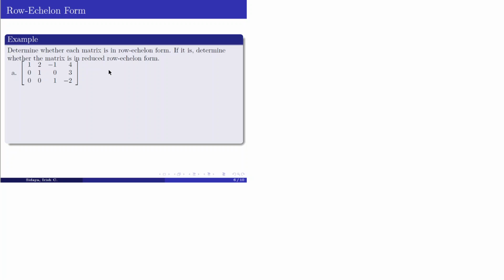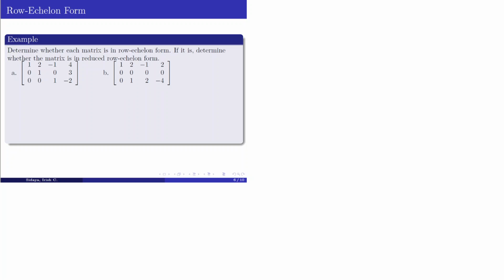Now the question is, is this in reduced row echelon form? The answer is no, since there are non-zero values above the leading one. For example, this leading one here, we have a non-zero entry above it. Also, this leading one here, we have a non-zero entry above it. So therefore, this one is not in reduced row echelon form.